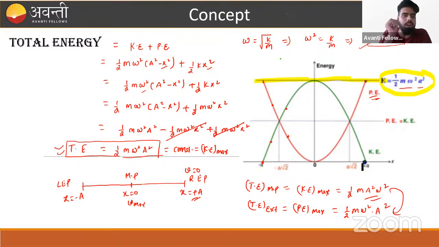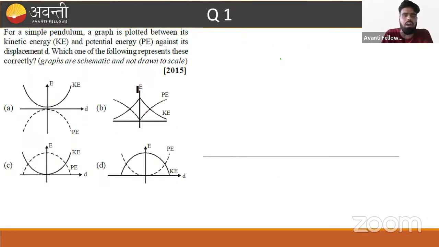Deep in the bottom of your heart, you just remember this graph, beta, because this is very, very important, and each and every year a question is asked from this graph. If you are able to understand this graph very well, then you can give me the answer to the next question that I will ask.